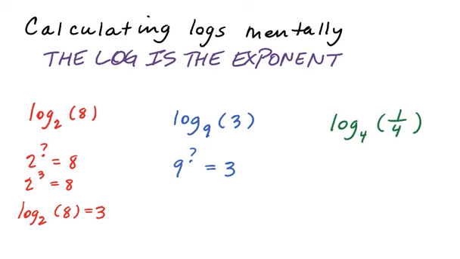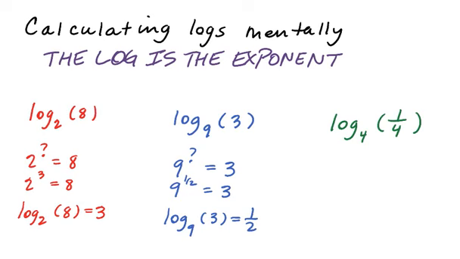Okay, over here, you think to yourself, what special exponent do I put on 9 to get 3? Okay, well, 3 is the square root of 9, so you have to think back to the last unit. What exponent is equivalent to the square root? The 1/2 exponent. So 9 to the 1/2 is equal to 3, meaning that the log with base 9 and argument 3 is equal to 1/2.